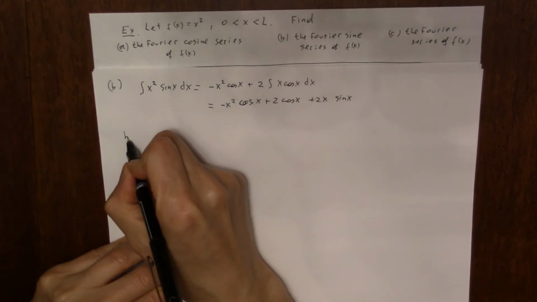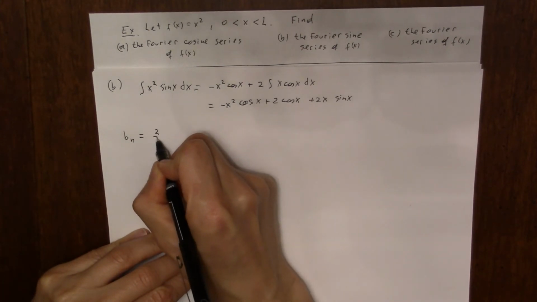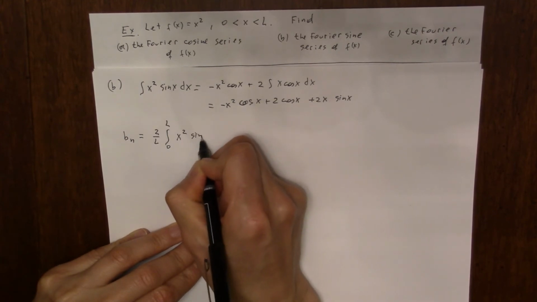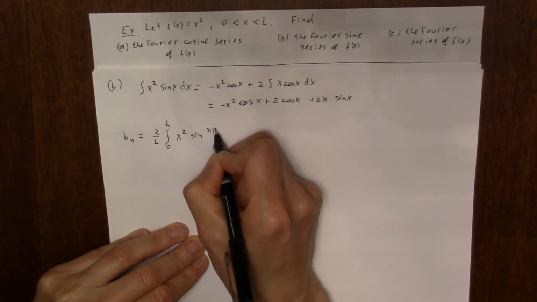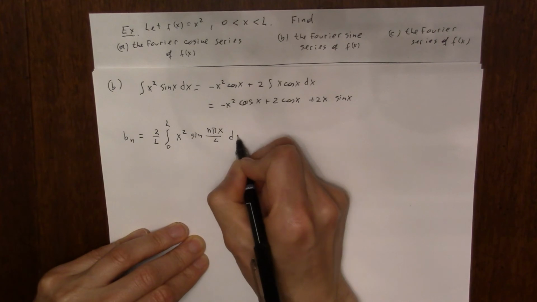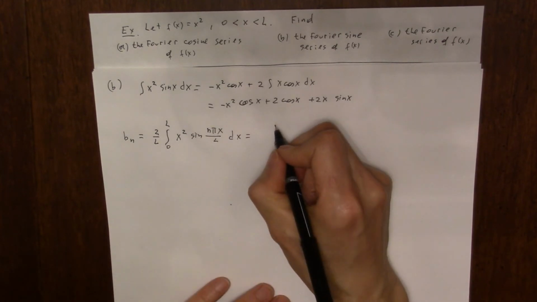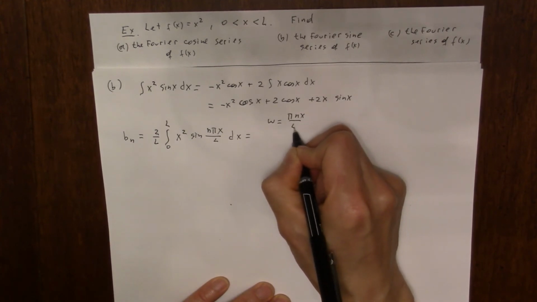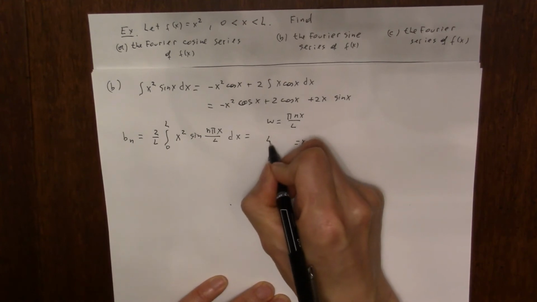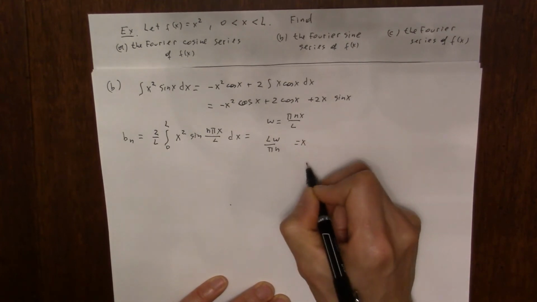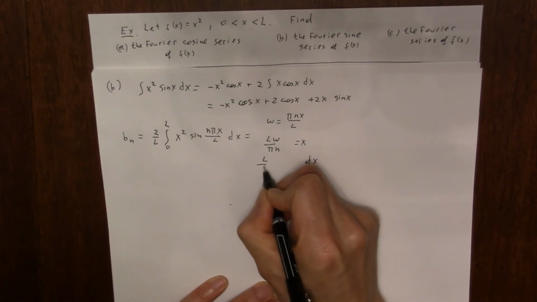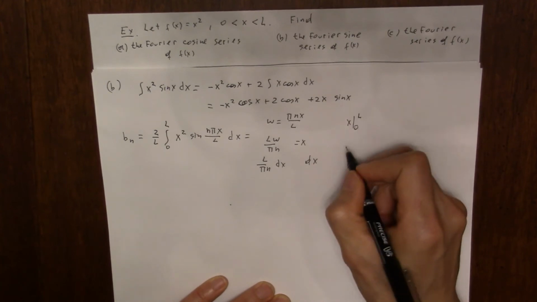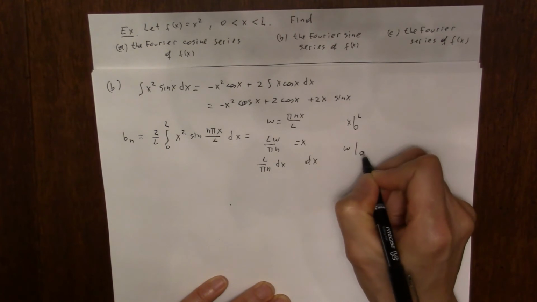Now to find b_n, b_n equals 2 over L integral 0 to L x squared sine of pi n x over L dx. We'll do substitution. We already did it in part A. W equals pi n x over L. So x equals L W over pi n. So dx equals L over pi n dW. x is changing from 0 to L. So W will be changing from 0 to pi n.